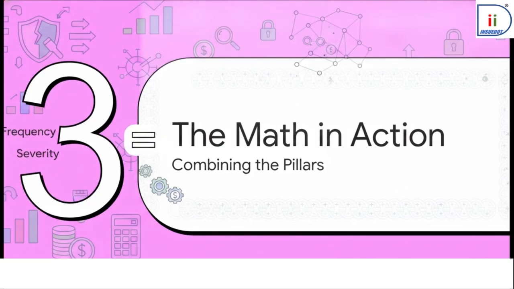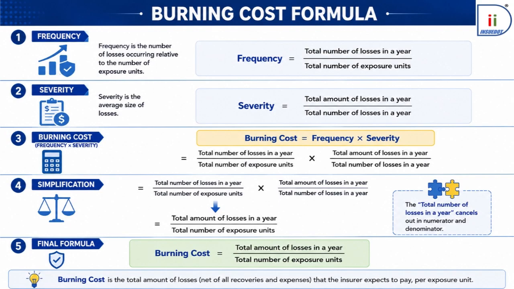Alright, part 3, the math in action. Let's combine these pillars. So let's actually see how these two pillars come together to give us our magic number. The burning cost is found simply by multiplying frequency by severity. Let's walk through the formula here. Frequency is the number of losses divided by the number of exposure units, and we take that and multiply it by our severity, which is the total amount of losses divided by the number of losses.